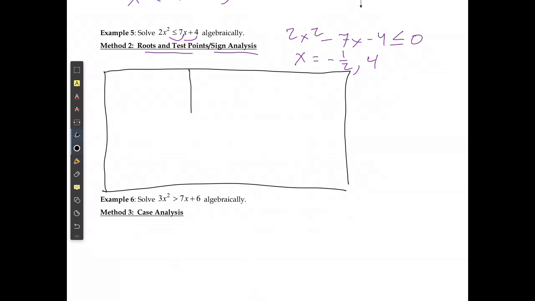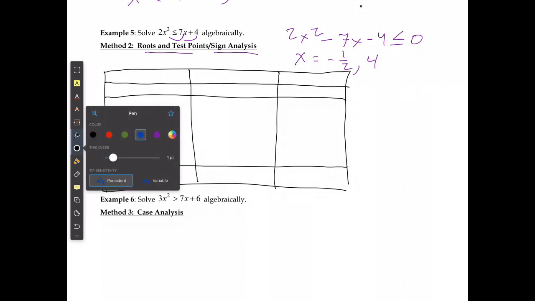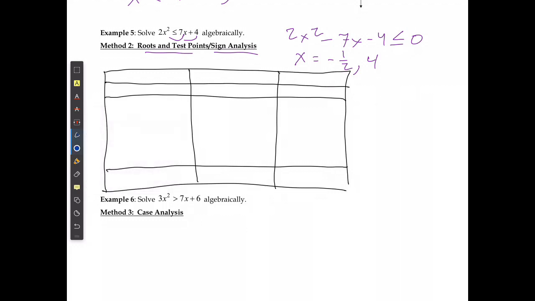Where I have 3 possibilities: when it's less than 1, when it's in between, or when it's greater than the bigger one. I'm going to state my solution regions. I'm going to state my test points. I leave room for verifying, and then I'm going to state on the bottom what the solutions are. So my first region is going to be when x is less than or equal to negative 1 over 2.